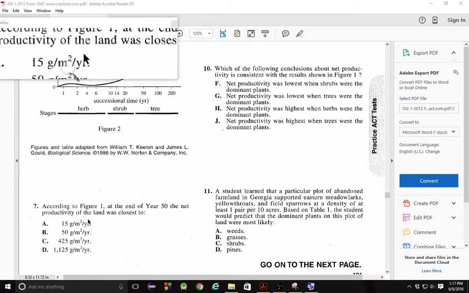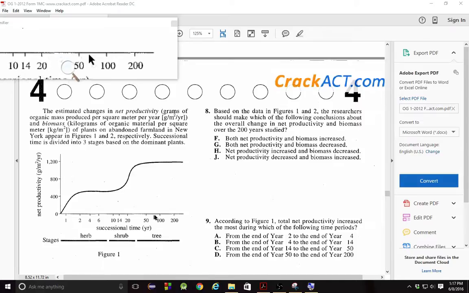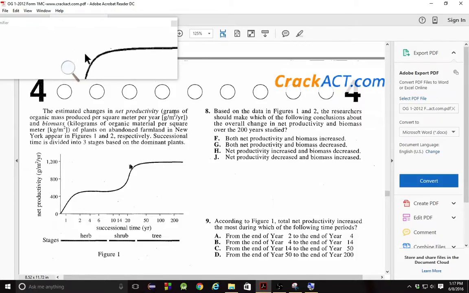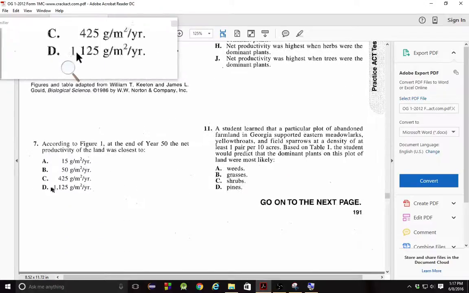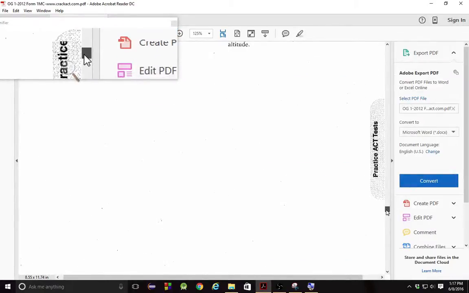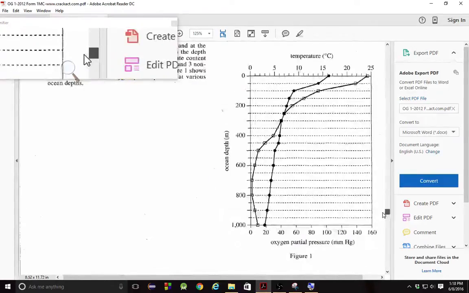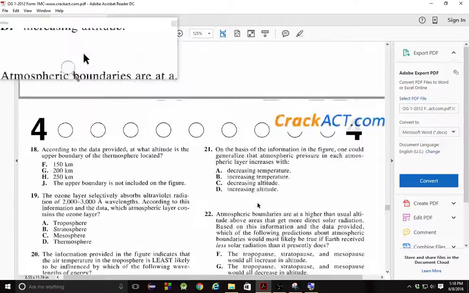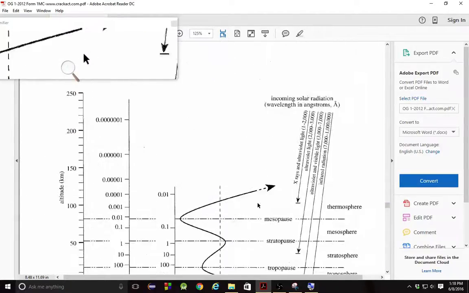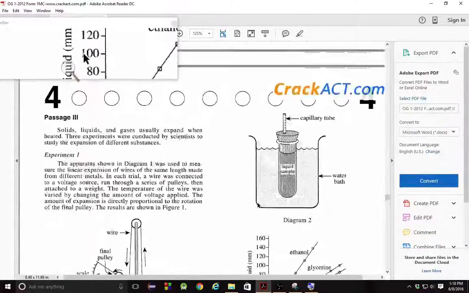So at the end of year 50, the net productivity of the land was closest to... I would say about 1,125, even though I would have said slightly more than that. According to the answers, it seemed like it's 1,125. Let's check. Number 7 should be D. Yes, I was right. 7 is D. So number 7 is D.